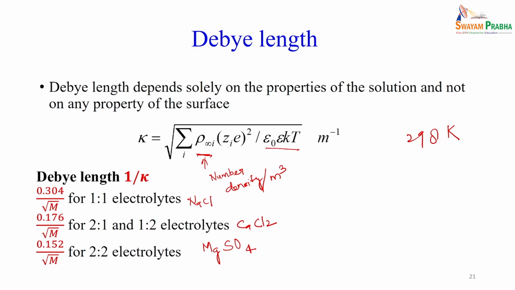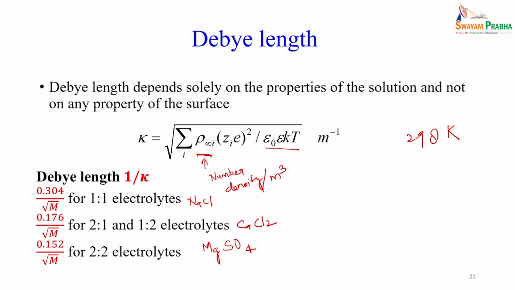So, here if you are varying the electrolyte, it means you are changing the value of Zi, and depending on the concentration, the number density will also change. So, we can calculate the Debye length. It says that the Debye length is inversely proportional to the concentration. So, the thickness of that layer, or the effective range where that electrical double layer works, depends on the concentration of the ions present in the solution.